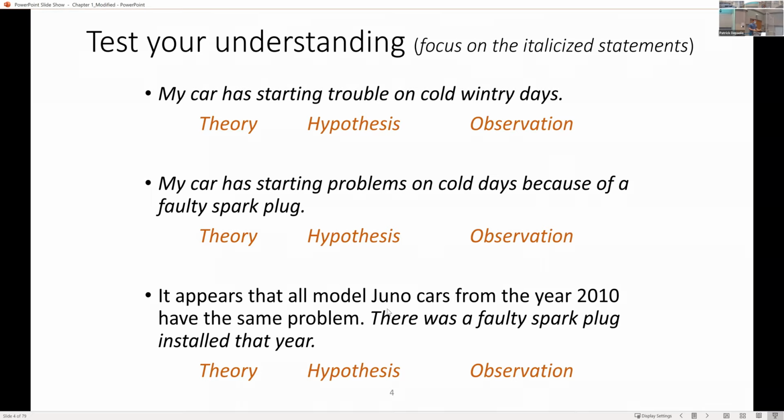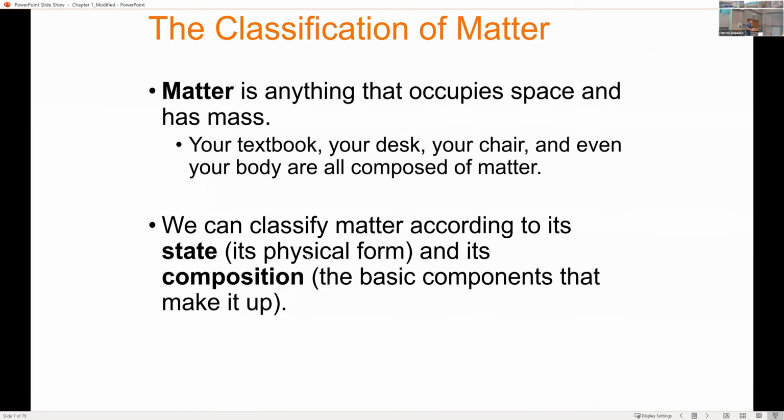Then it appears that all the models of the Juno cars from 2010 had the same problem. There was a faulty spark plug installed that year. And that's a theory, right? So the only way to know that it's a law is that you get more data, you get more cars from the same year. If they all have the faulty spark plug, then that's probably the case. So good, pretty easy. All right, classification of matter.